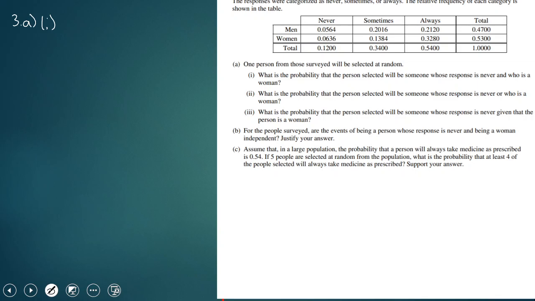Okay, so for this first one, I personally like writing it out sometimes with words, but definitely you can use the set notation, so union or intersection. So never and woman. How exactly would we solve this? Well, if we look, there's only one place where you can have never and woman because it's and, so it's just 0.0636. So part 1, very simple. Part 2, sorry, I'll make that more legible. Part 2 says, what is the probability that the person selected will be someone whose response is never or who is a woman?